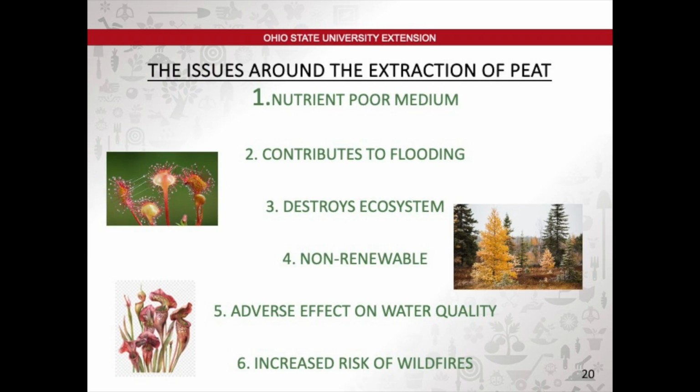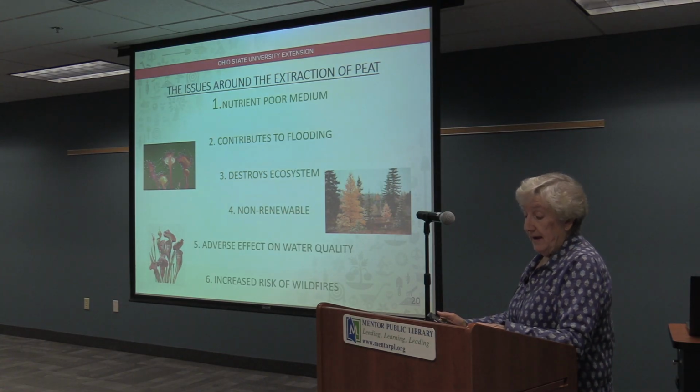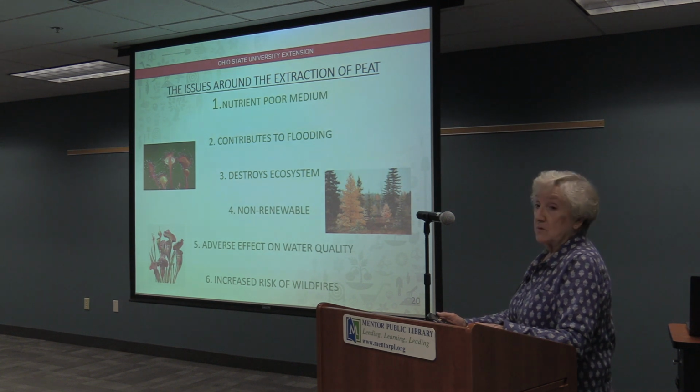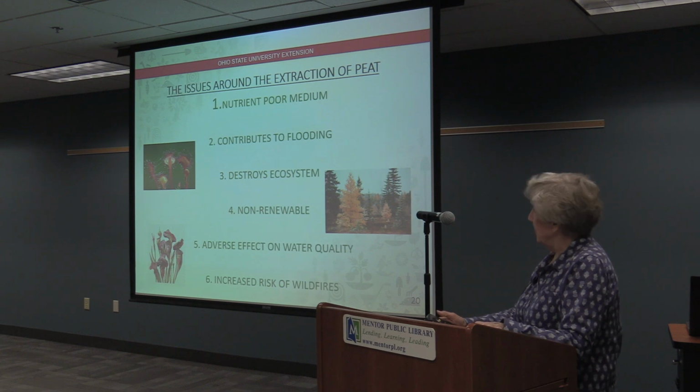Now we're going to look at some of the issues around the extraction of peat. Okay. Reasons to reconsider whether we should be extracting peat. Peat is a nutrient-poor medium, and as mentioned, fertilizer must be used with it. Okay. Because sphagnum moss can retain up to 20 times its own weight in water, peat bogs are critical to prevent flooding.